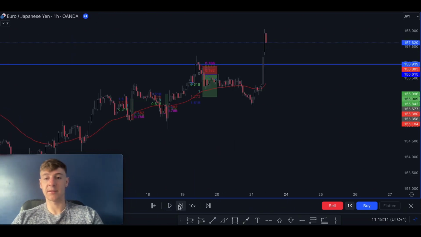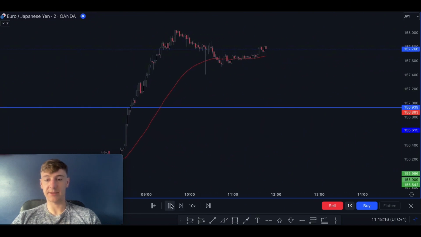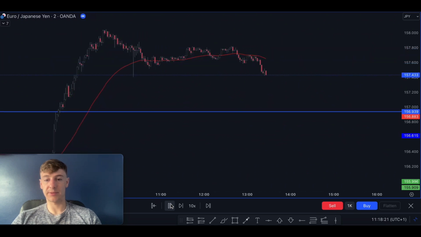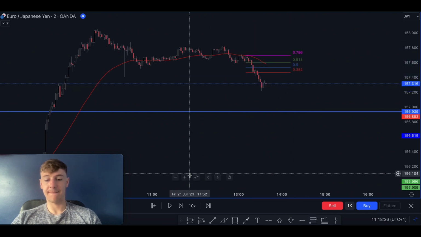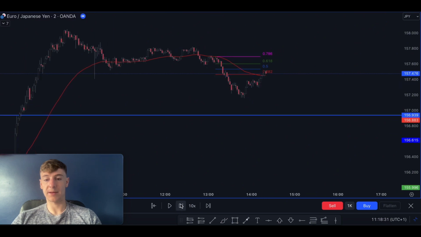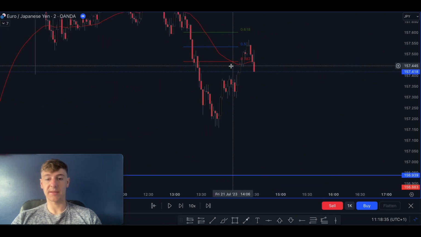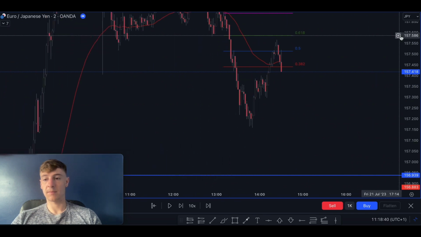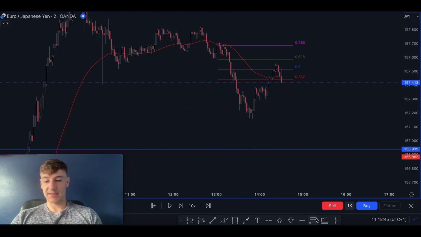Let's see if we get a short because we're overextended. Need a clear breakdown. Clear breakdown. Yeah, retest. Okay, back up at these levels, see if we get bearish momentum come in. Something like that's nice enough. Is this correct? Yep.